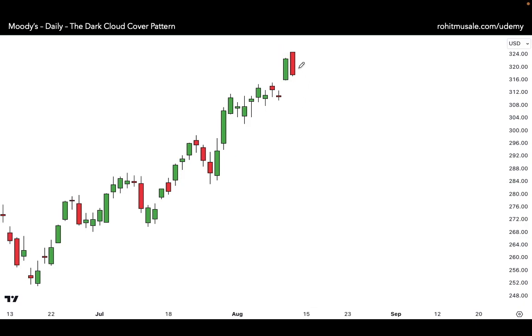The first condition to identify a dark cloud cover pattern is it must come after an uptrend because it's a bearish pattern. So that's condition number one. Condition number two, the first candle should be a tall green real body. There is no specific definition of tall, but if that candle is relatively taller than other candles on the chart, then that can be considered. Okay, so a tall green real body.